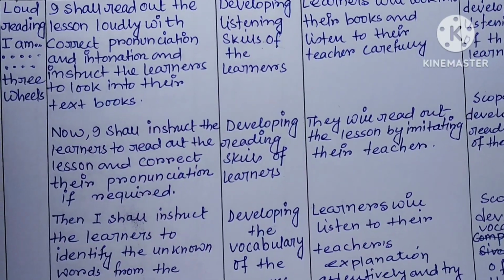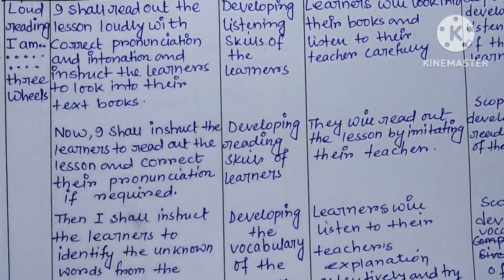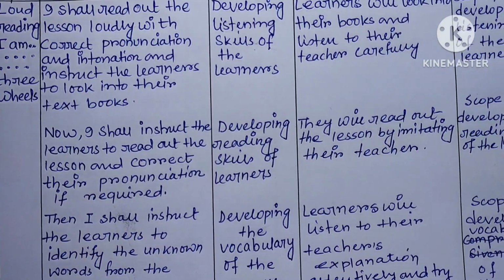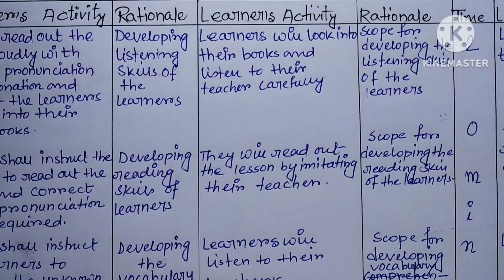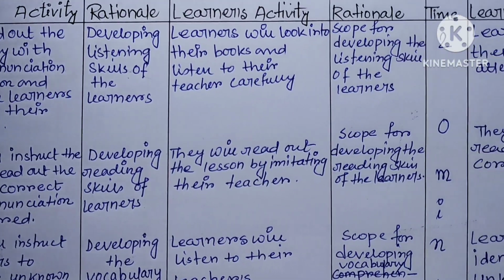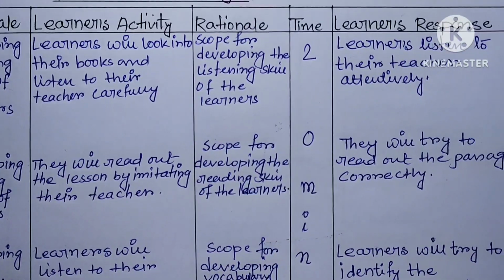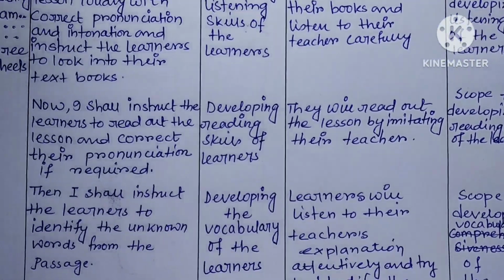In the next step, now I shall instruct the learners to read out the lesson and correct their pronunciation if required. Developing reading skill of the learners. They will read out the lesson by imitating their teacher. Scope for developing the reading skill of the learners. They will try to read out the passage correctly.